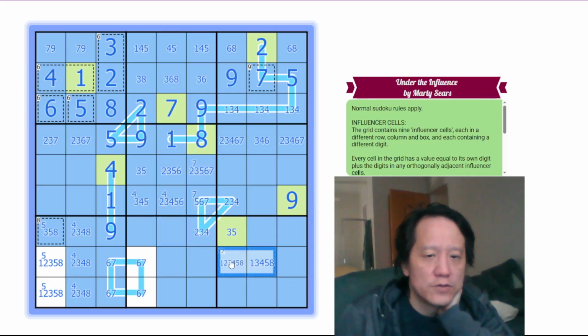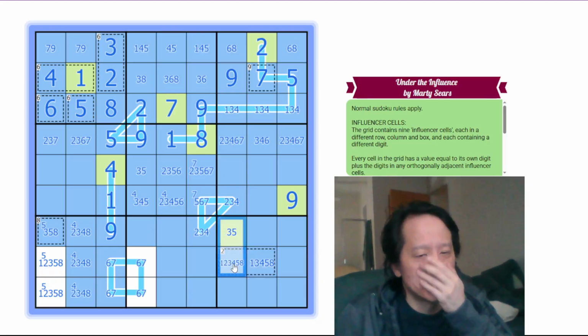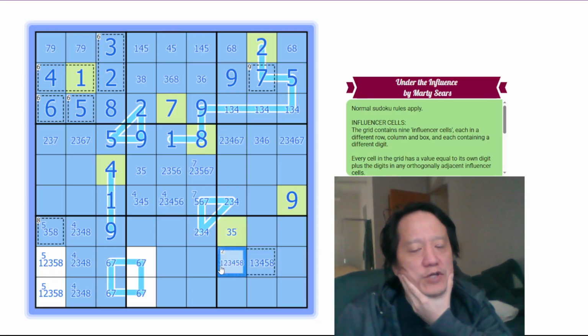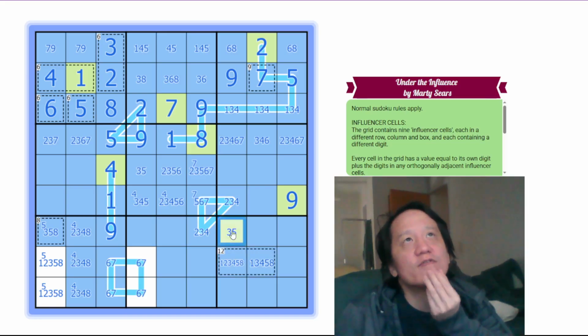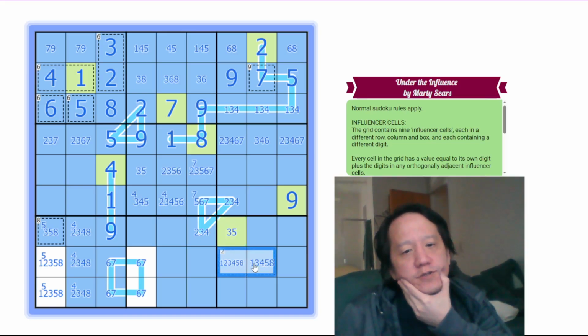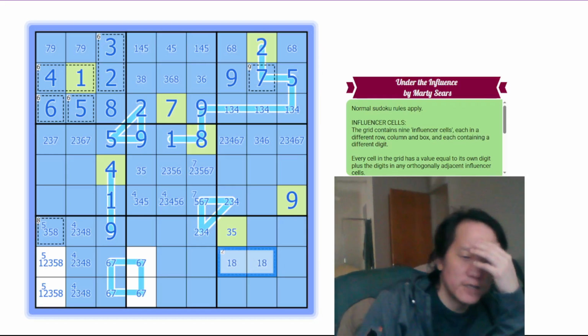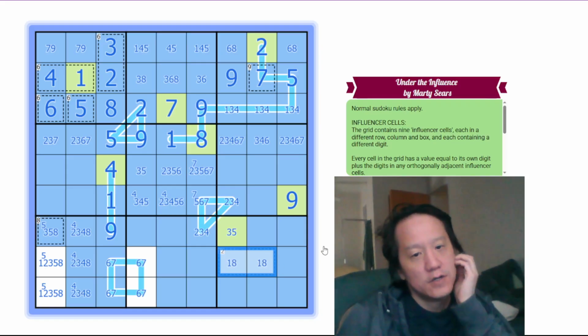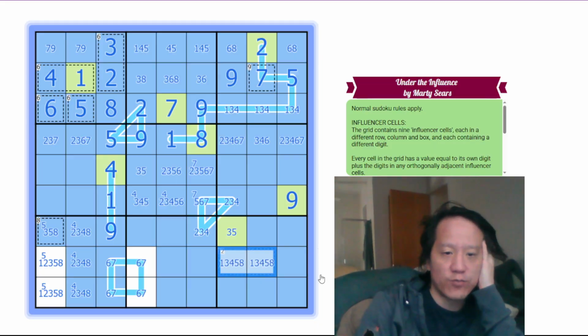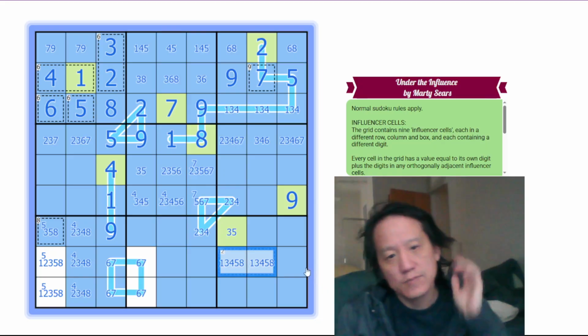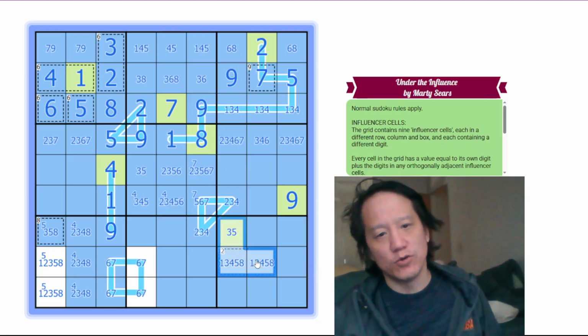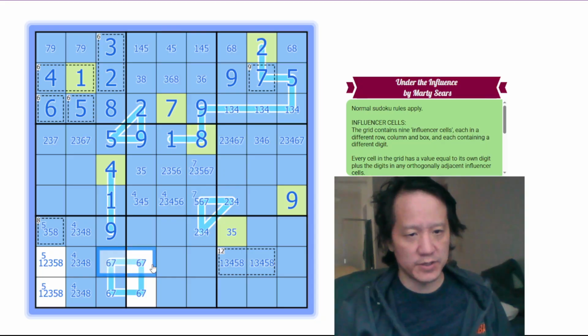Okay. So what 3 digits add up to 12 with 3 or 5? 1, 3, 8 works. So 1, 8 works. Any combination of 3, 4, 5 works. 1, 5, 6 works, but this can't be a 6.